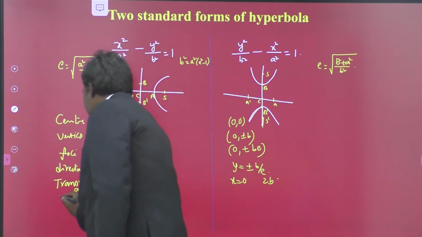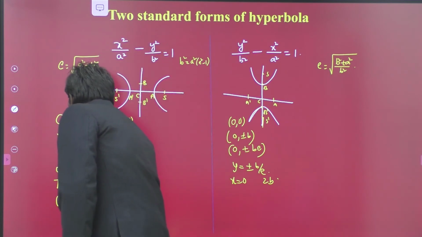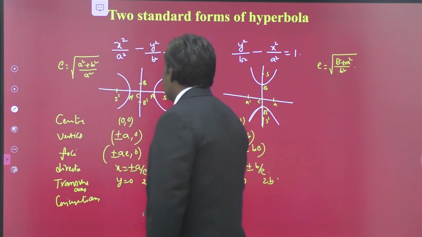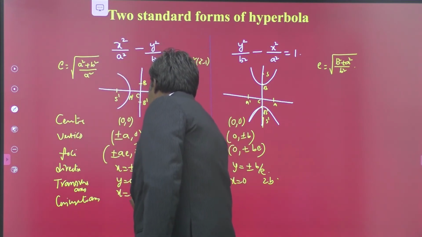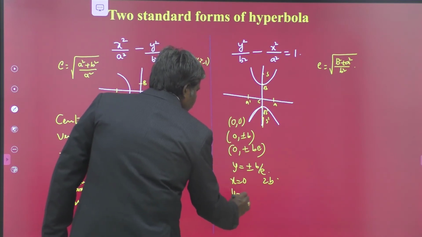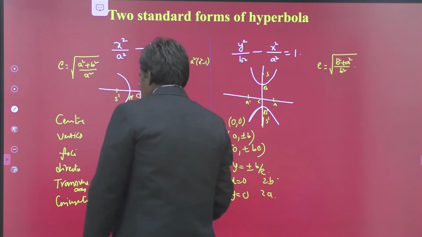Conjugate axis. Its axis is along y-axis, so its equation is x equal to 0, length 2b. Here y is equal to 0, length 2a.